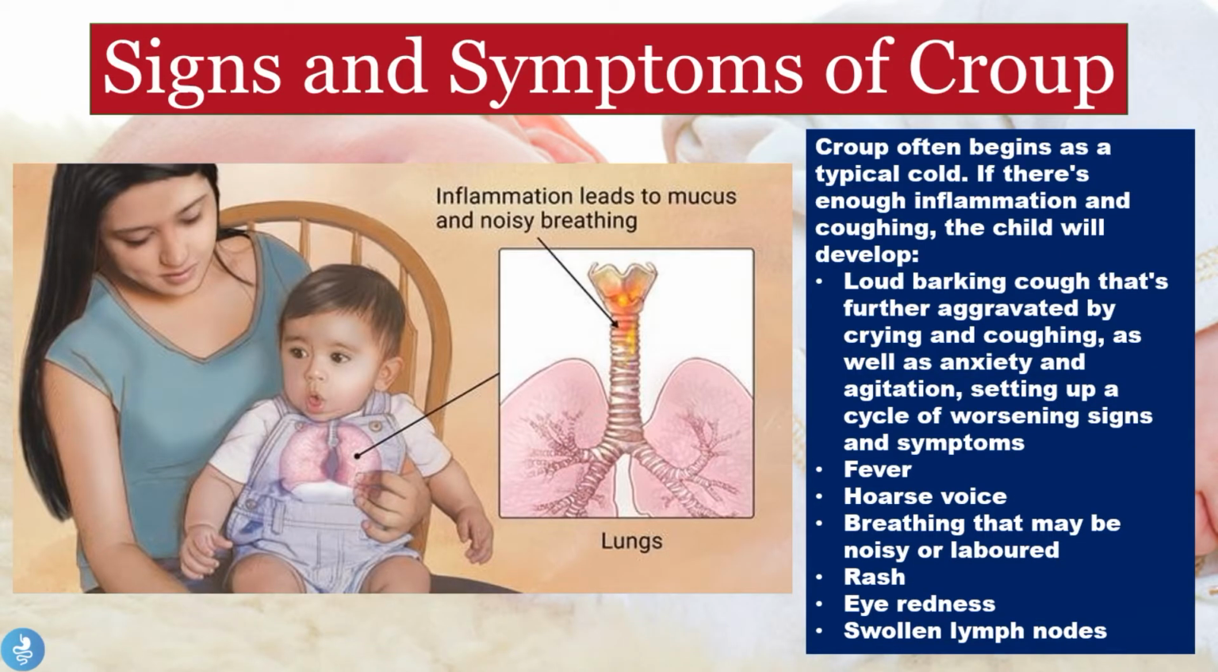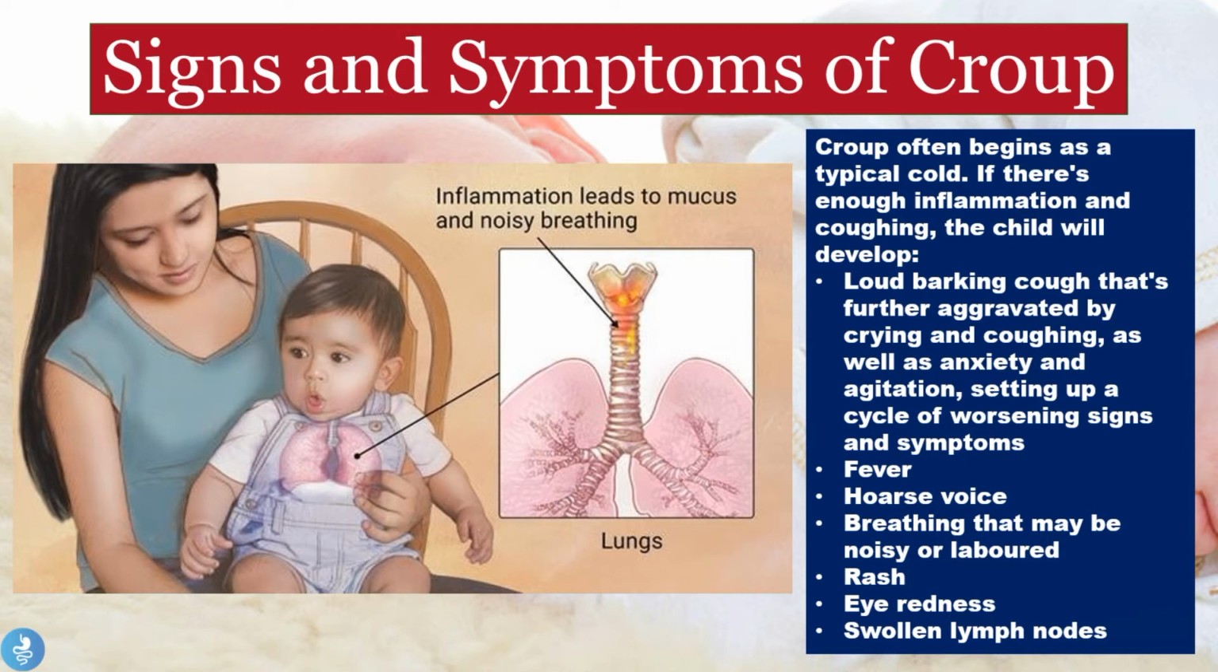The signs and symptoms of croup. So croup often begins as a typical cold, and if there's enough inflammation and coughing, the child will go on to develop a loud barking cough that's further aggravated by crying and coughing, as well as anxiety and agitation, setting up a cycle of worsening signs and symptoms. These children will also suffer a fever, a hoarse voice, breathing that may be noisy or labored, a rash, eye redness, and swollen lymph nodes.